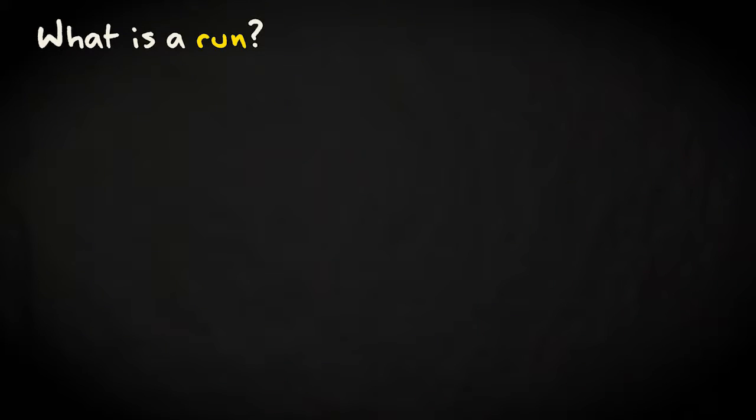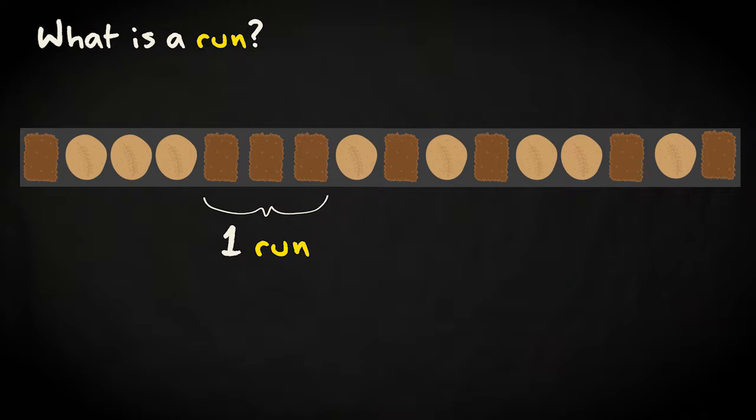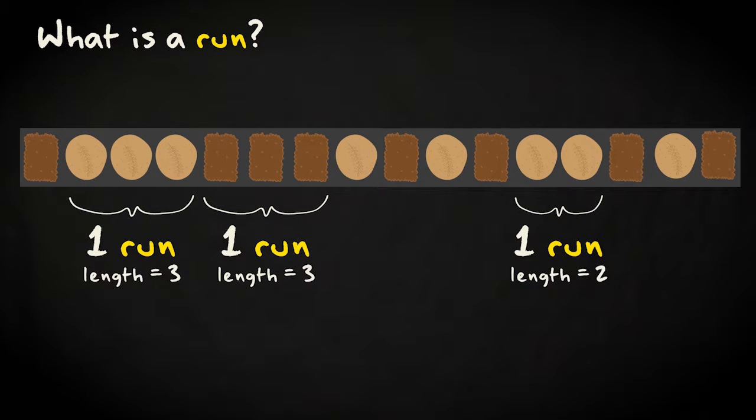Let's start with the meaning of the term run in the context of a data sequence. A run is a succession of identical values or labels which are followed and preceded by different values or labels. And the number of data items it contains is the run length.